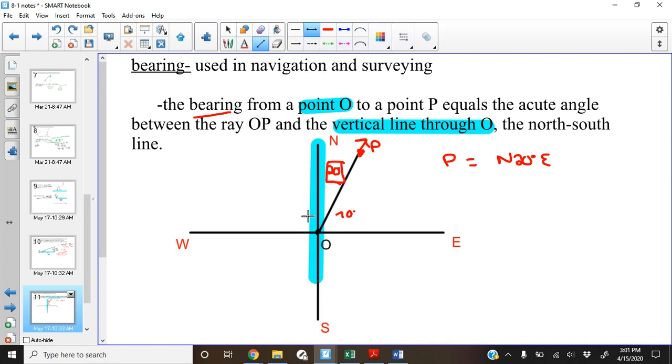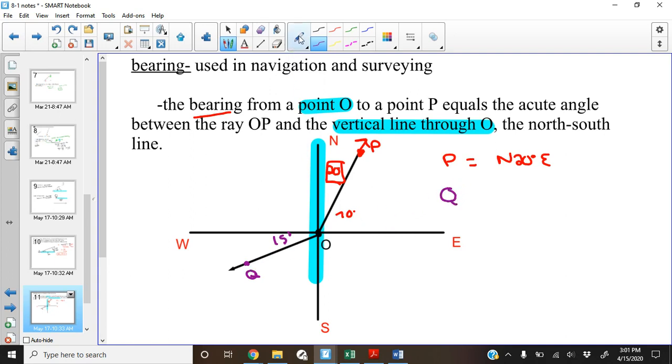I'll put an arrow this time. So what if we went over here and let's say that they gave us that this was 15 degrees. And let's call this point Q. So let's find the bearing from O to Q.